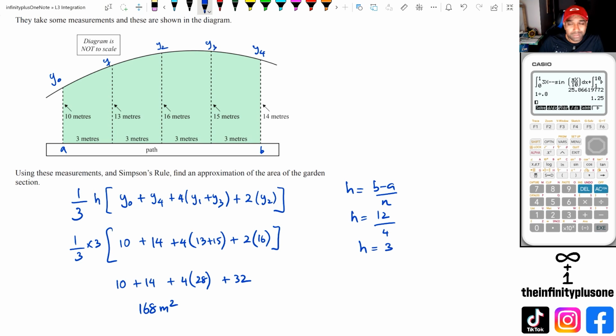How long did that take? 2 minutes 40. Okay, maybe I lied. Anyway, personal grievance between trapezium rule and Simpson's rule. I just ridiculously hate them. We'll go on to the next question.